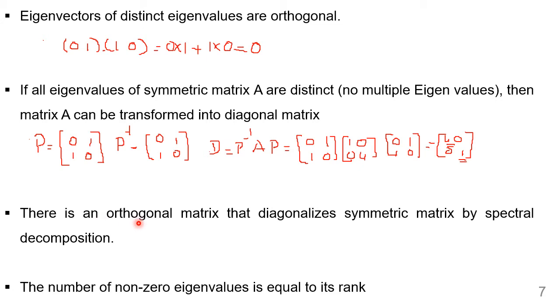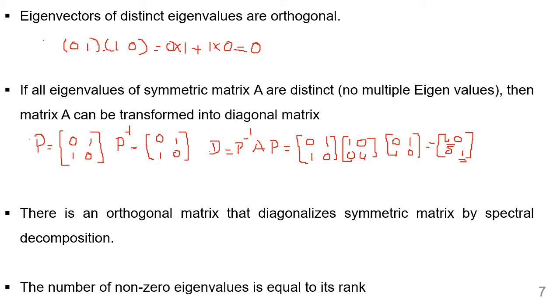Next one, there is an orthogonal matrix that diagonalizes a symmetric matrix by spectral decomposition. So that is what we are seeing here. We have the diagonal matrix T. Here, if you do the dot product of the two columns, you will see that they are orthogonal. In other words, we can say that the determinant of this is not equal to 0. It is equal to minus 1. So this is a matrix which is going to diagonalize the symmetric matrix.